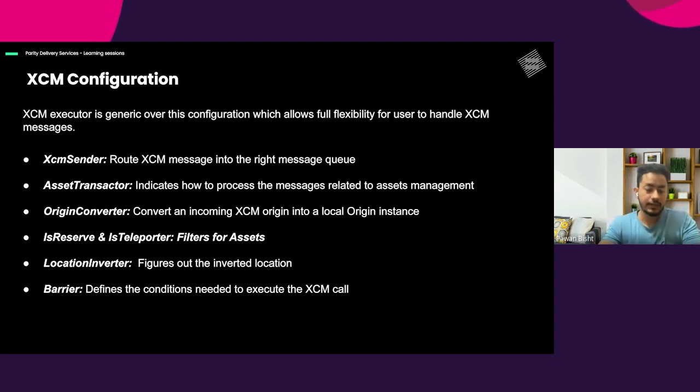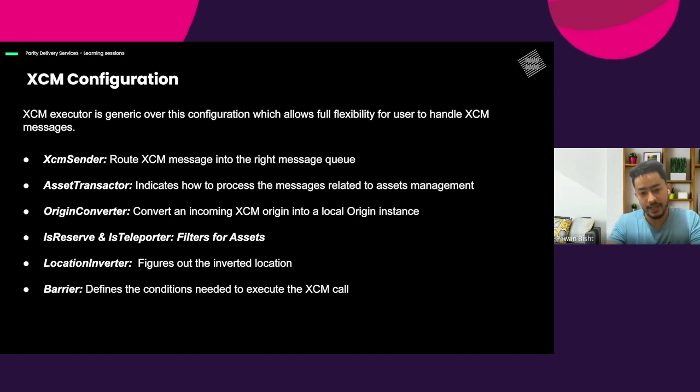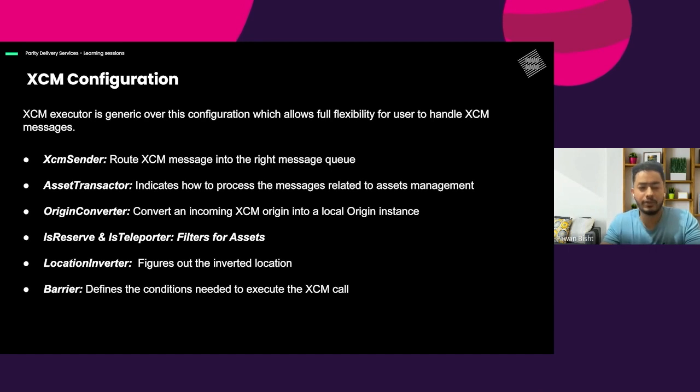The next one is the barrier. It defines the conditions needed to execute the XCM call. Basically, with the help of the barrier, you can decide which XCM message we should execute or not. It just verifies whether this should be executed or not. If not, it will not execute it and will throw an error. Else, it will execute the message. With the help of this barrier, we can do that. We'll be seeing the implementation of this in the code walkthrough section also.